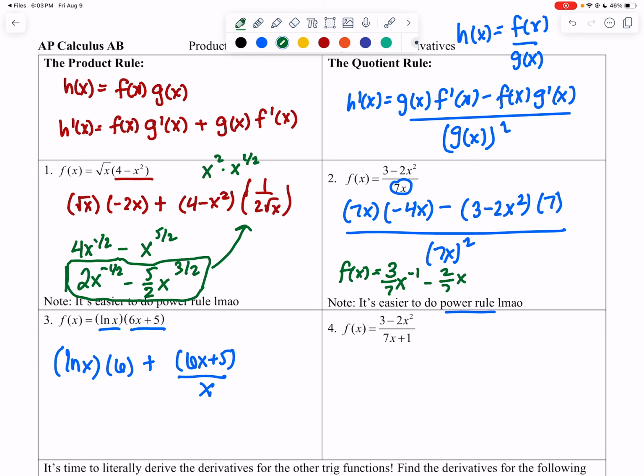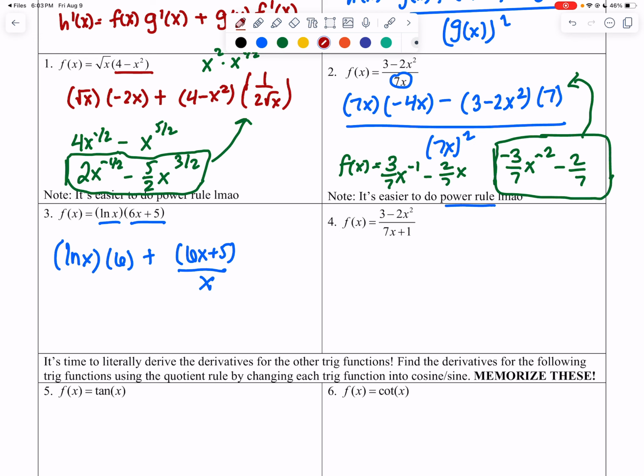And then if I want to take the derivative of this, it's just going to be negative 3/7 x to the negative 2 minus 2/7. See how this right here is definitely prettier than this mess right here. So obviously, again, whenever we are thinking about what's the most efficient way, let's think, hey, we could use a power rule.